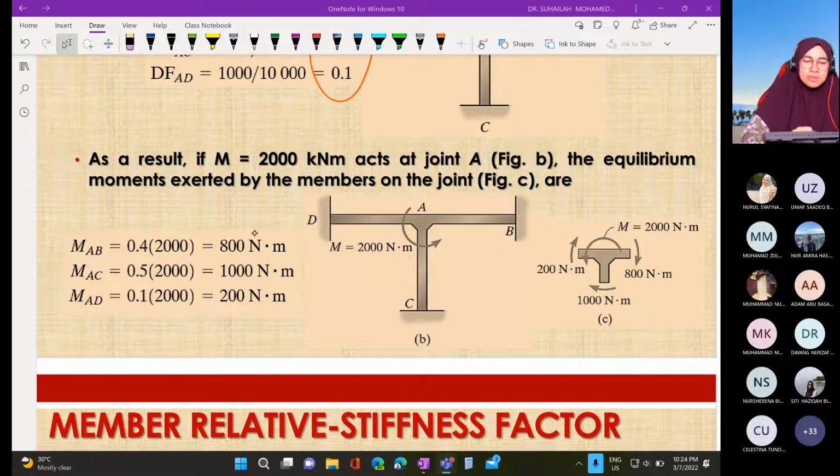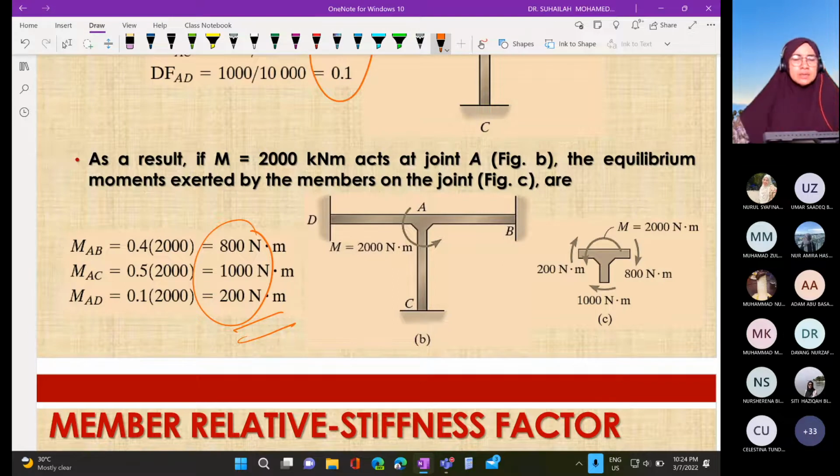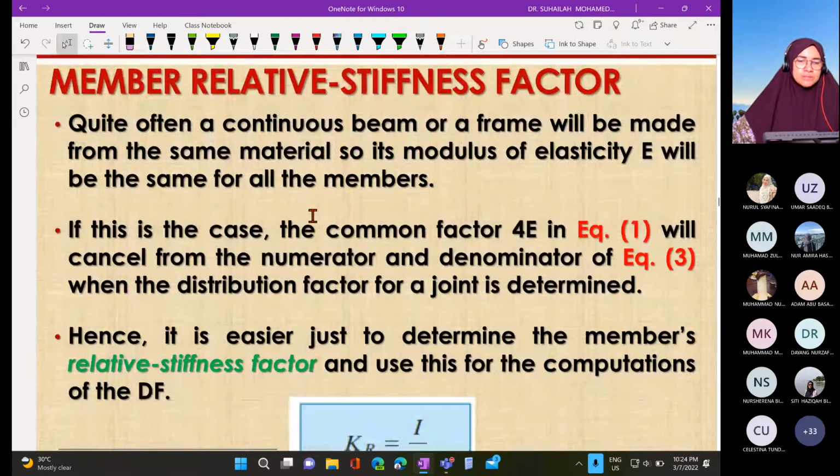So kita distribute. We get this. Total ni takkan dapat 2,000 balik but in opposite direction. So that is the basic lah. The basic of moment distribution.